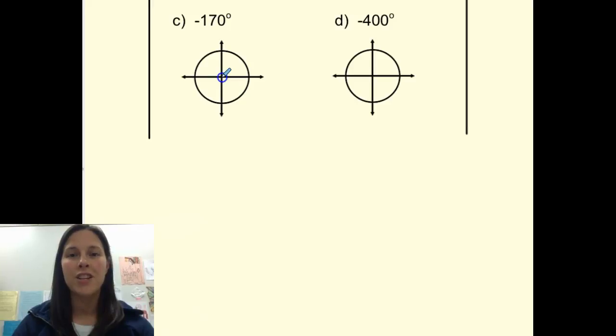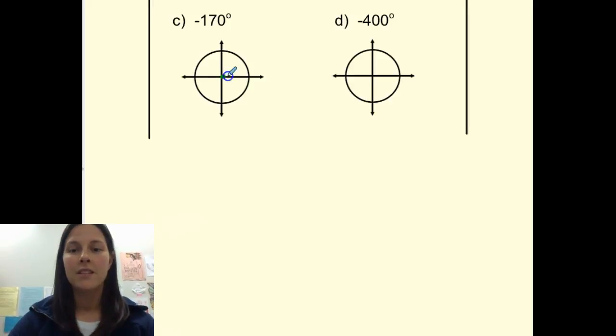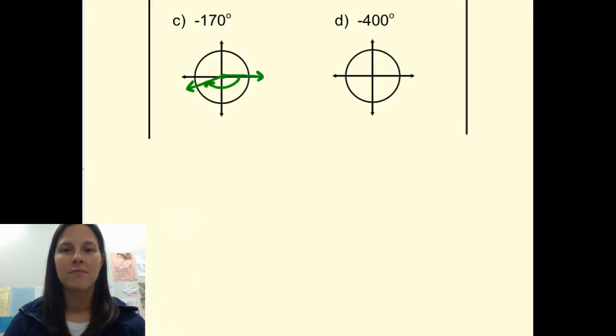Next, we're going to sketch a negative angle, which means we're rotating clockwise. Which quadrant will negative 170 degrees end up in? Starting with our angle in standard position, 180 degrees would make a flat line, so we are just shy of that over in the third quadrant at negative 170 degrees.